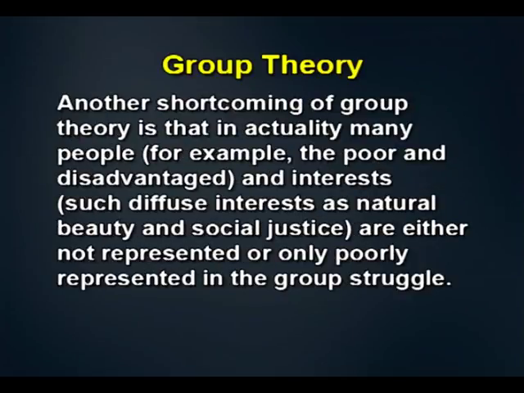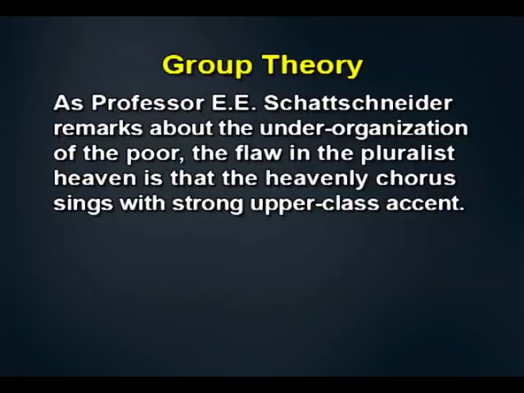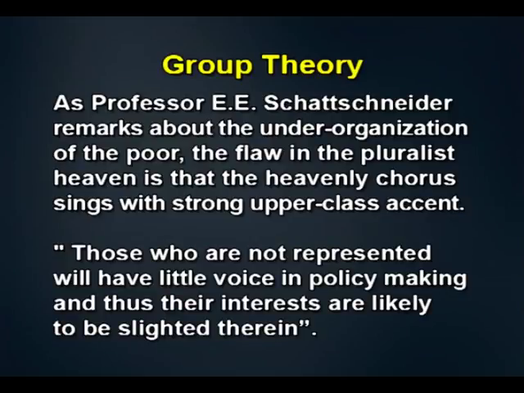Another shortcoming of group theory is that in actuality many people, for example, the poor and disadvantaged, and interests, such as diffuse interests like natural beauty and social justice, are either not represented or only poorly represented in the group struggle. As Professor E. Schattschneider remarks about the under-organization of the poor, the flaw in the pluralist heaven is that the heavenly chorus sings with a strong upper-class accent. Those who are not represented will have little voice in policy making, and thus their interests are likely to be slighted therein.